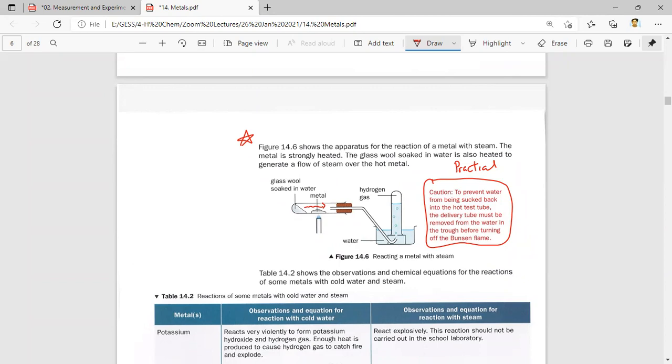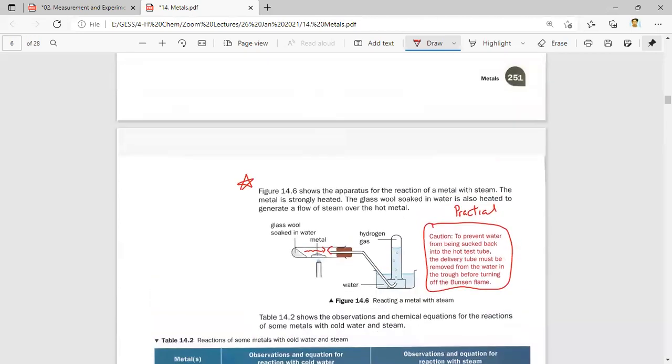The problem with the suck back is this. Imagine you heat up the metal and the whole test tube, and it's very, very hot. When there's a suck back, the liquid water flows back into the tube. Water is cooler, while the whole test tube is very hot. When the water goes back in, what's going to happen? Your test tube may crack, and hence we want to avoid such a situation. That's why we do not want the suck back to happen. This is the main reason why they tell you the caution.